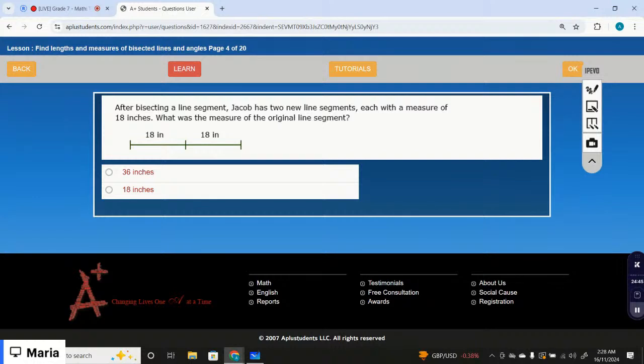The correct option is 36 inches. Option number 1 is the correct option.